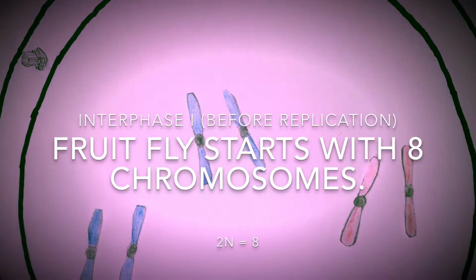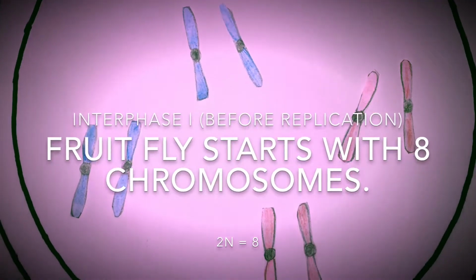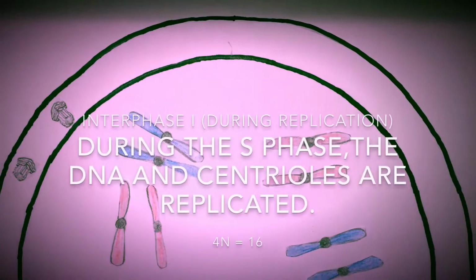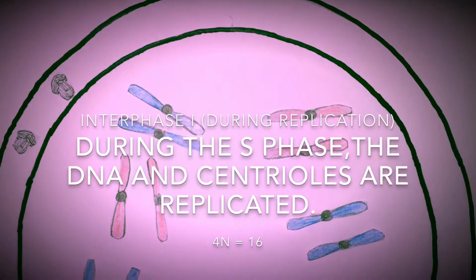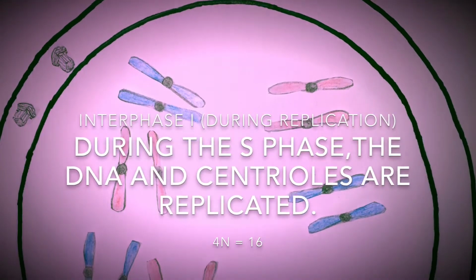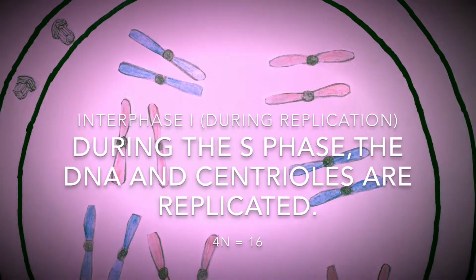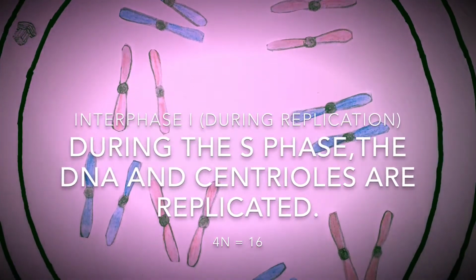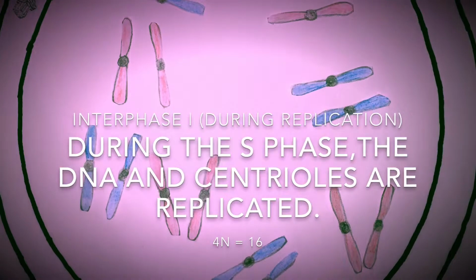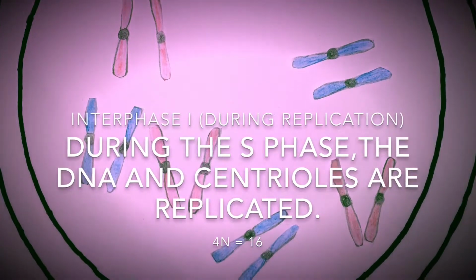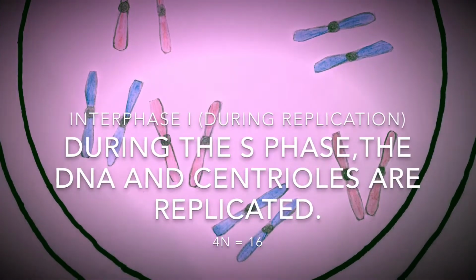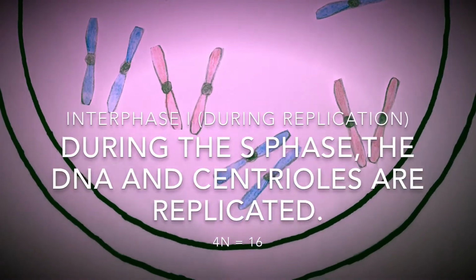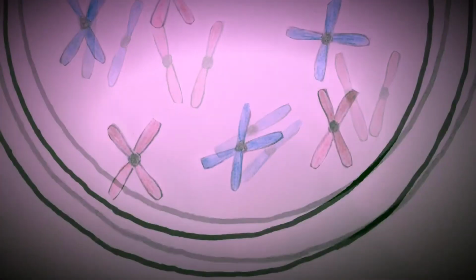Interphase 1, before DNA replication. The chromosome count starts as 2n equals 8. Interphase 1, during replication. During the S phase, the DNA and centrioles are replicated as shown in the image above. The DNA doubles to produce their respective sister chromatids, and 2 pairs of maternal and paternal chromosomes are formed during replication. This makes the chromosome count 4n equals 16.